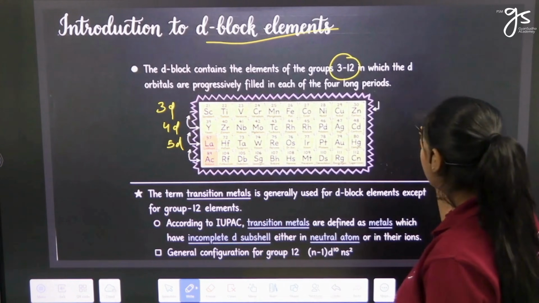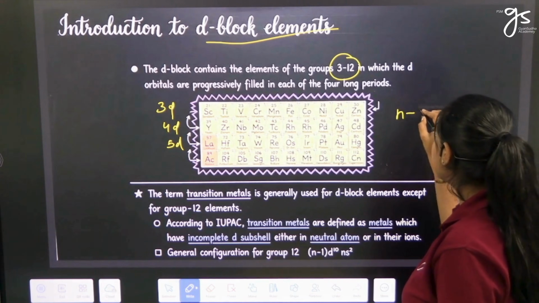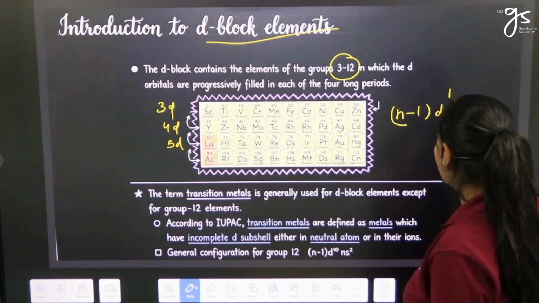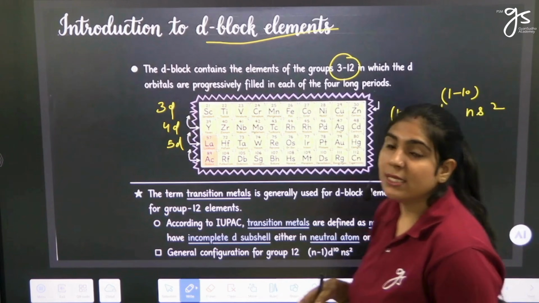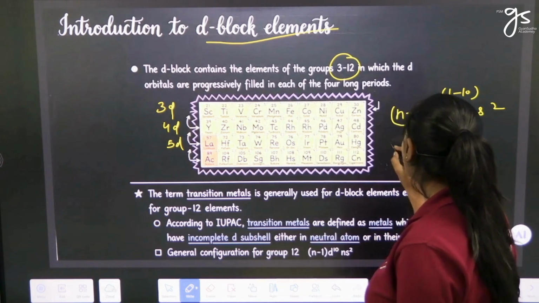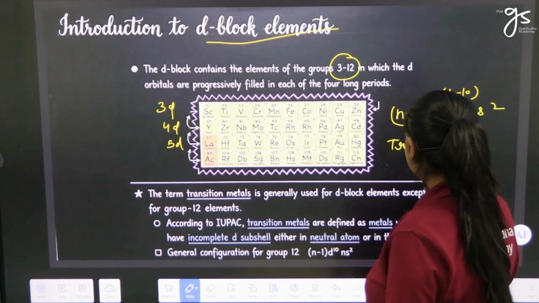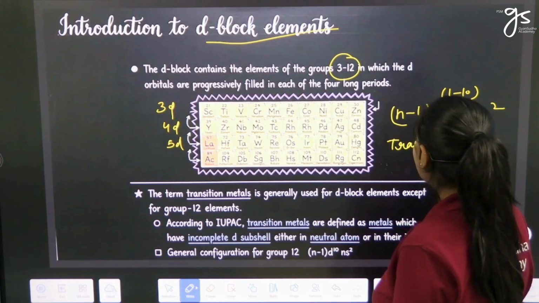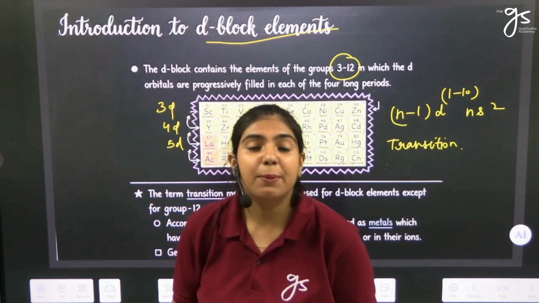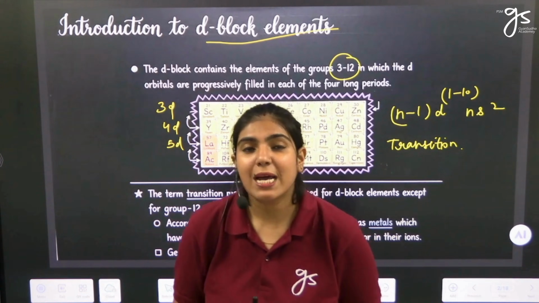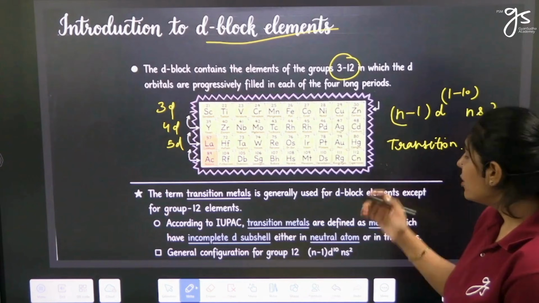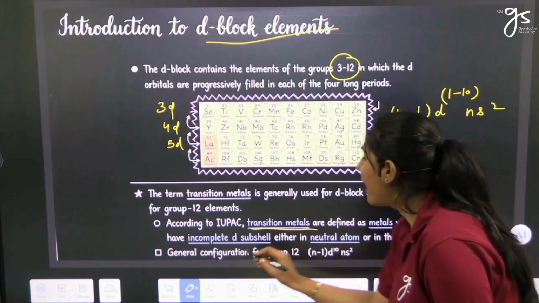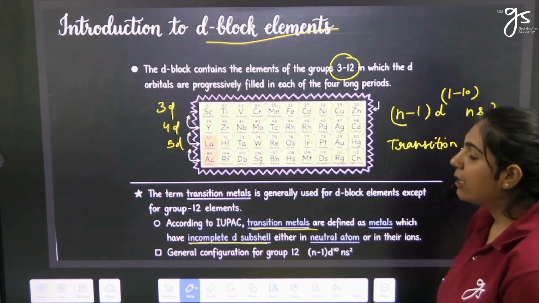And what is the general configuration for D block elements? That is (n-1)d 1 to 10 ns2, right? We all know that they are also called transition elements. But not all D block elements are transition elements. Why? Because transition elements are those metals which have an incomplete d subshell.